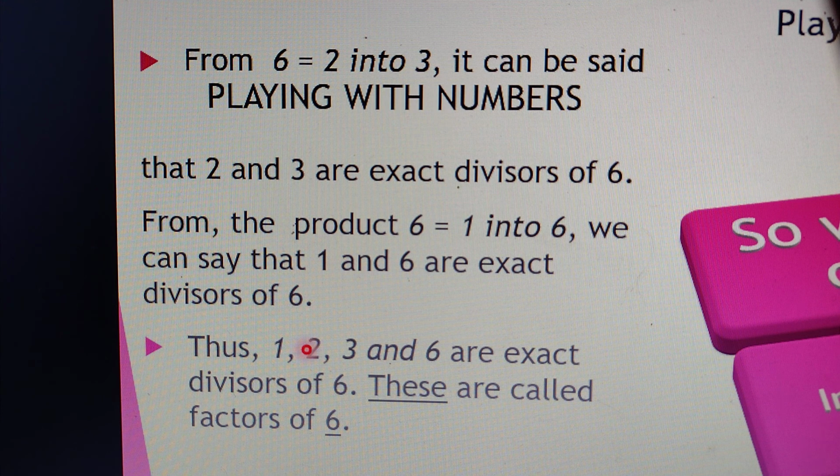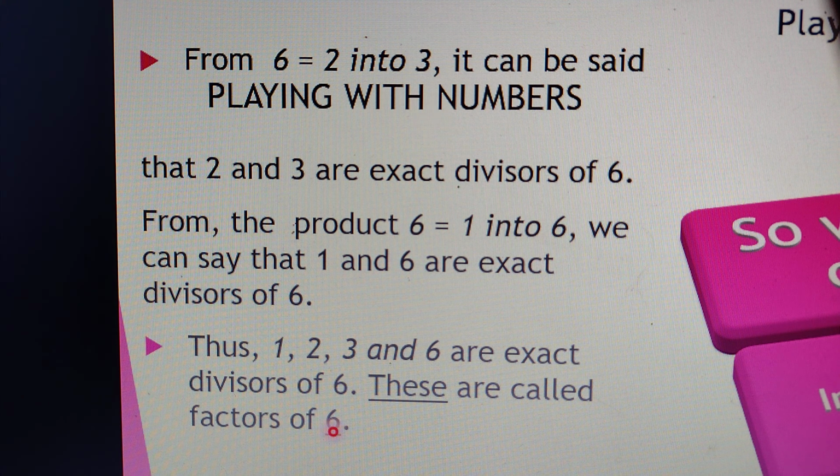6 equals 1 into 6, it is correct. From this we can say that 1 and 6 are exact divisors of 6. It means that 1 and 6 exactly divide 6 without leaving any remainder. That is the main point. Thus 1, 2, 3 and 6 are exact divisors of 6. These are called factors of 6. 1, 2, 3 and 6 exactly divide 6, so they are also called factors of 6.